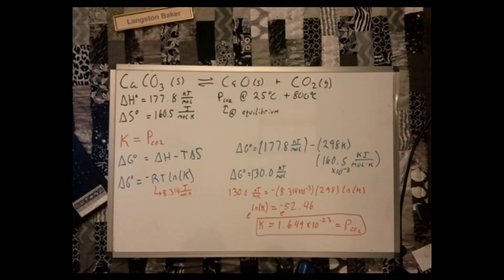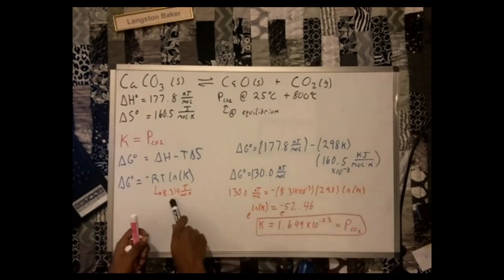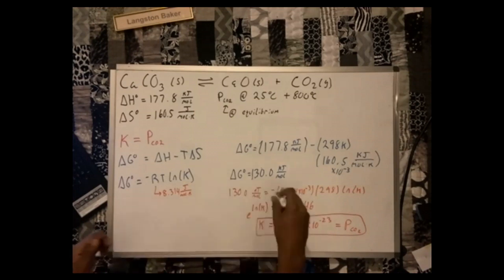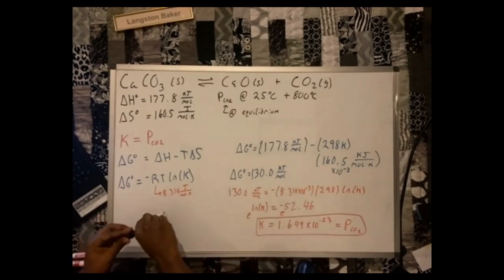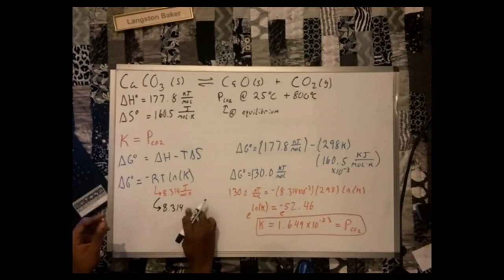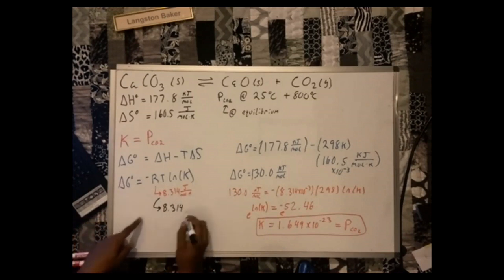How do we know where to put the times 10 to the negative 3, and do we put it only once? So here, what I'm doing is converting from joules to kilojoules. This was originally 8.314 joules per mole Kelvin, so I needed it in kilojoules. So I put 8.314 times 10 to get from joules to kilojoules.